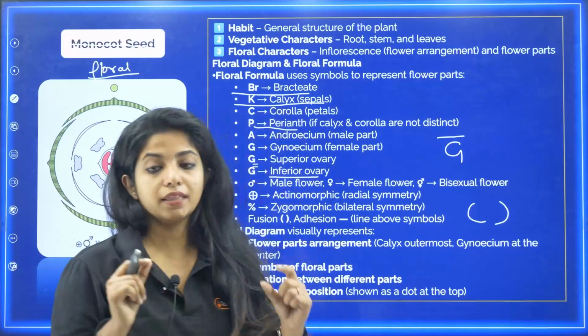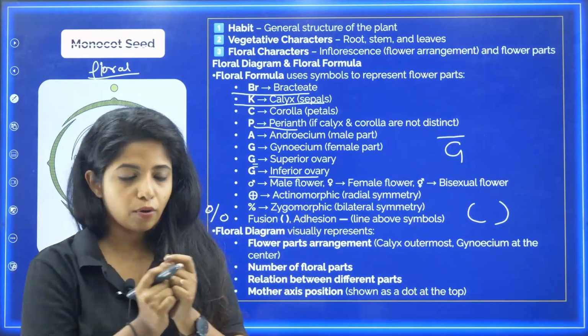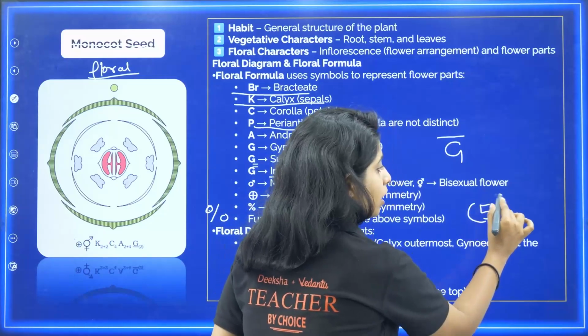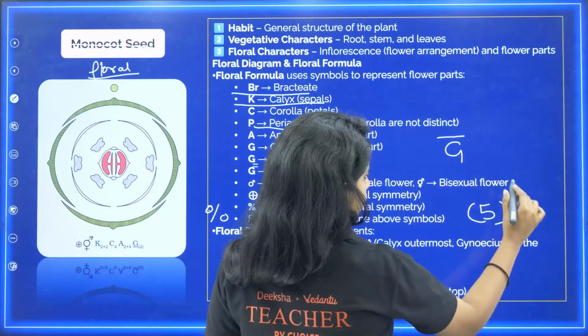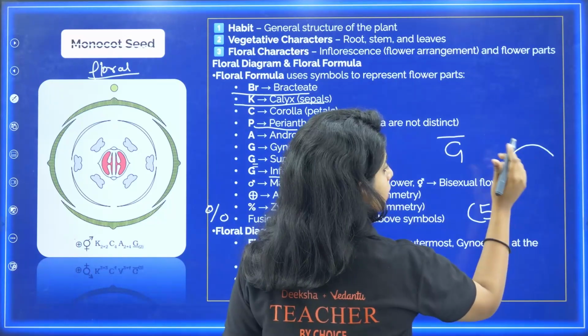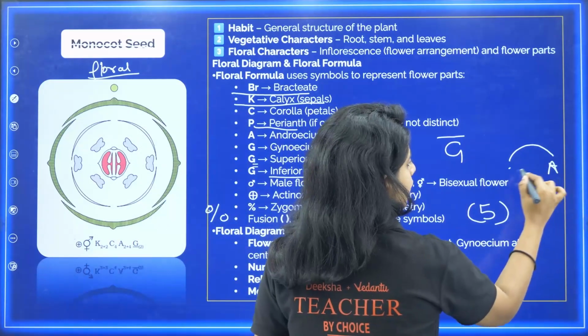Basically, for example, I am saying all the petals are fused together. So I will say 5 petals are there, 5 petals are fused, then I have to put a bracket. And if I am showing a condition like this, basically that means 2 things are together, for example, androecium and the perianth.